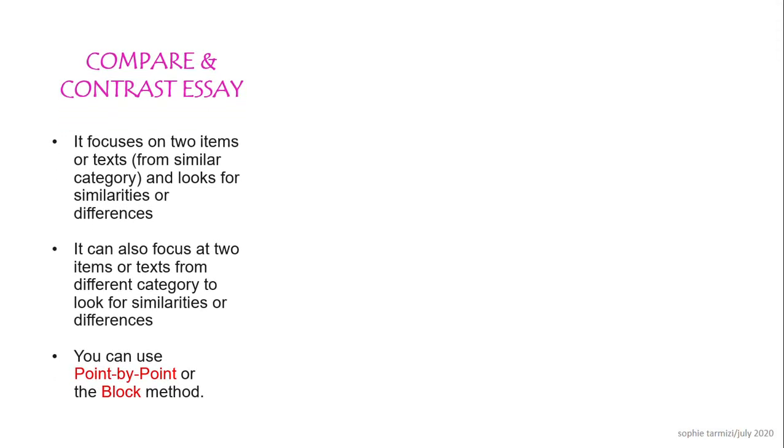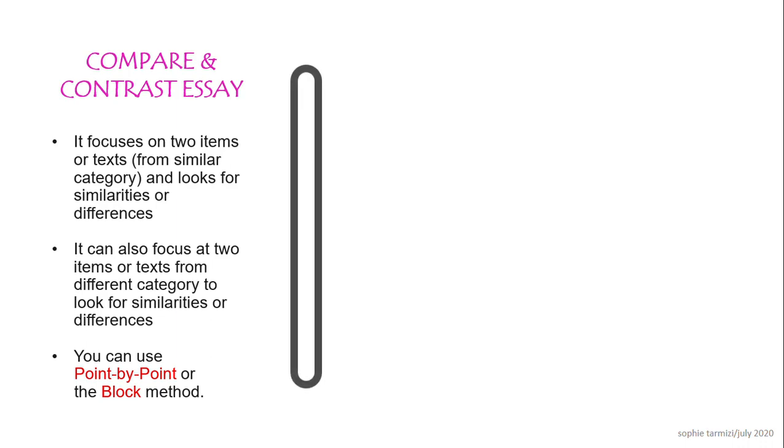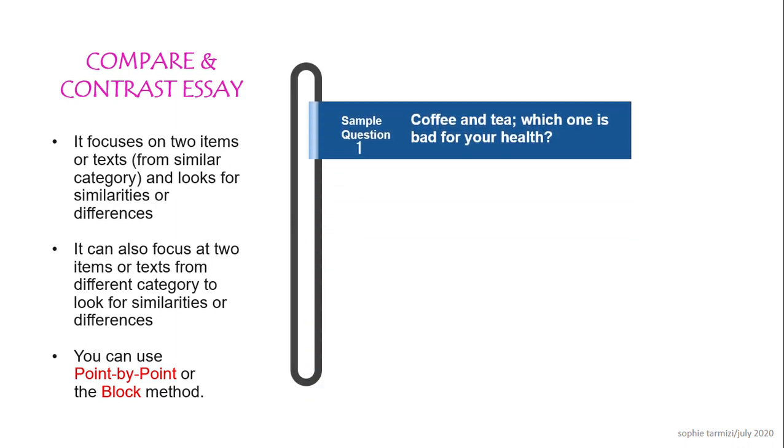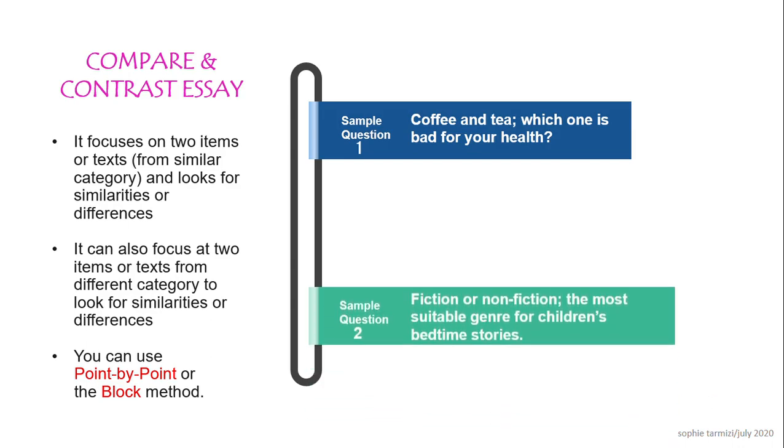Compare and contrast essay. Sometimes it focuses on two items or texts from a similar category and you have to look for similarities or differences. And sometimes it can also focus on two items or texts from different categories and still you have to look for similarities or differences. While writing a compare and contrast essay, you can use the point by point or the block method.